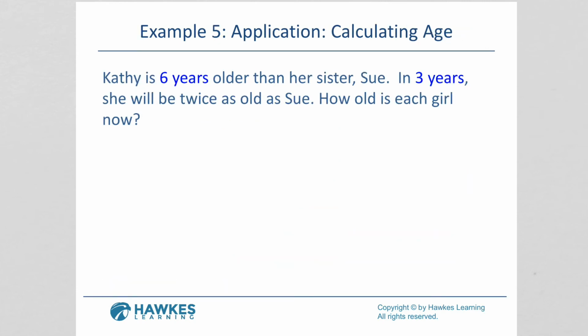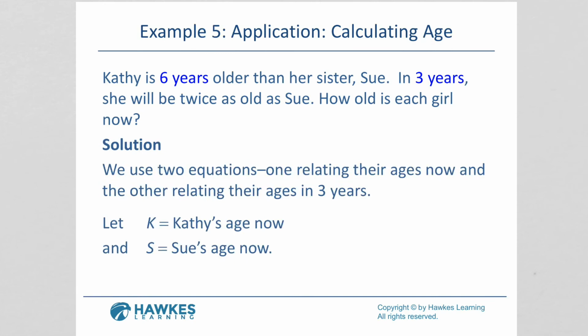Example 5 is calculating age. Kathy is 6 years older than her sister Sue. In 3 years, she will be twice as old as Sue. How old is each girl now? In this problem we have to represent what Kathy and Sue's ages are now and what Kathy and Sue's ages will be in 3 years.